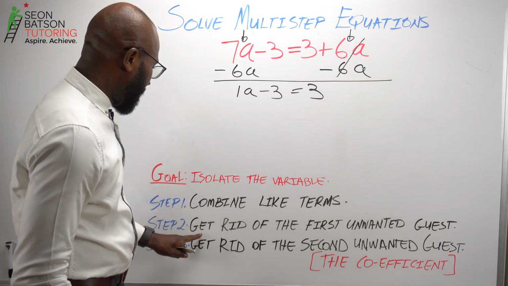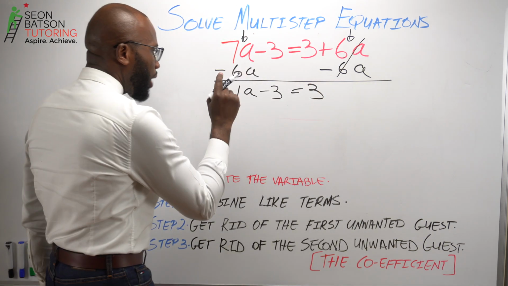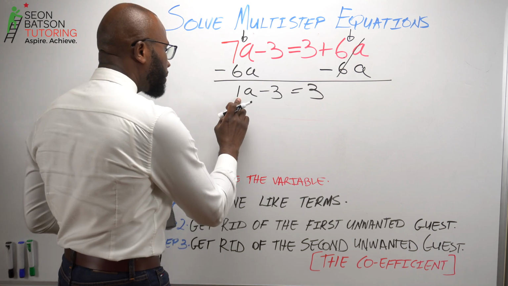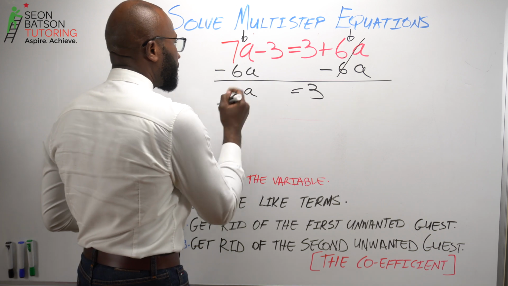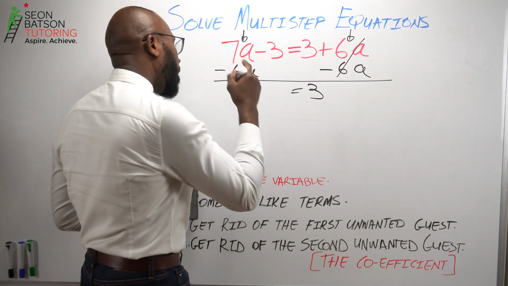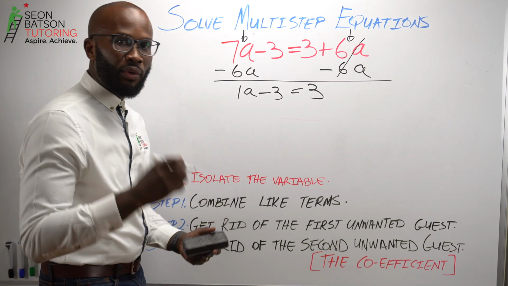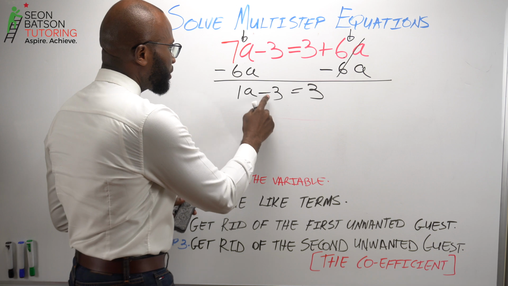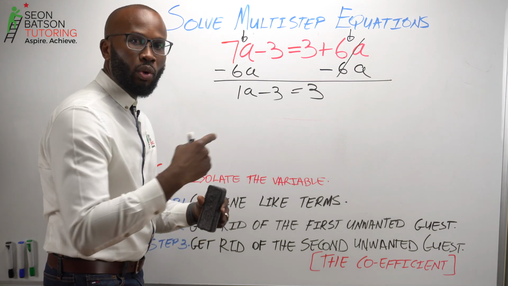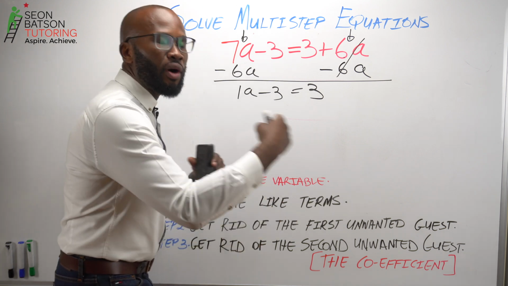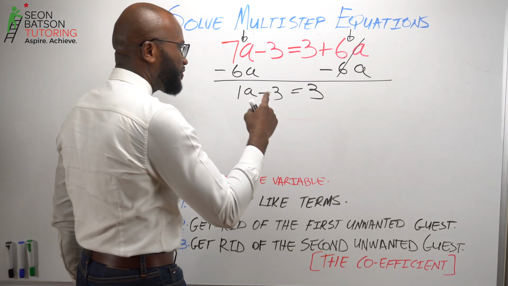Now, step 2 says get rid of the first unwanted guest. Our two unwanted guests are 1 and negative 3. If I get rid of this negative 3 and this 1 here, the a will be on the left side all alone and positive. Yes? But which one do I get rid of first? The 1 or the negative 3? The negative 3, because the rule is you always get rid of the unwanted guest that is farthest away from the variable first. So we will get rid of the negative 3 first.